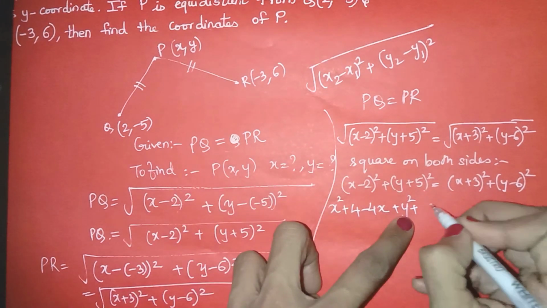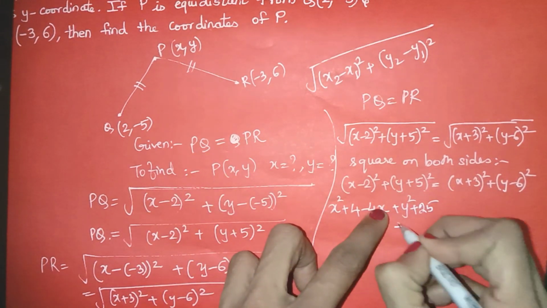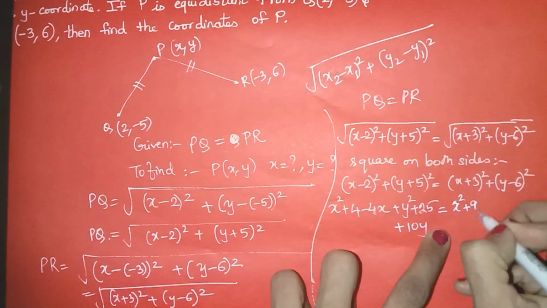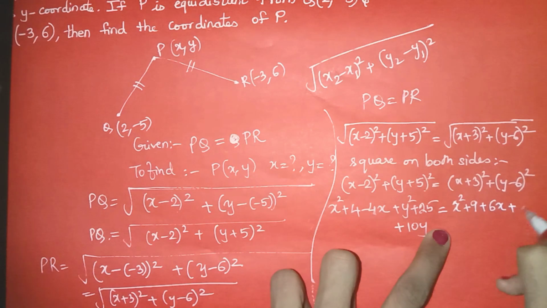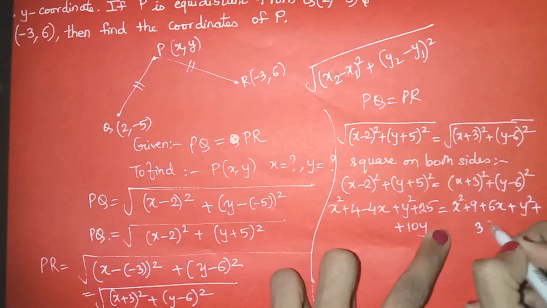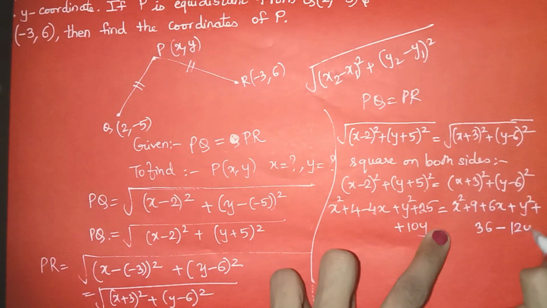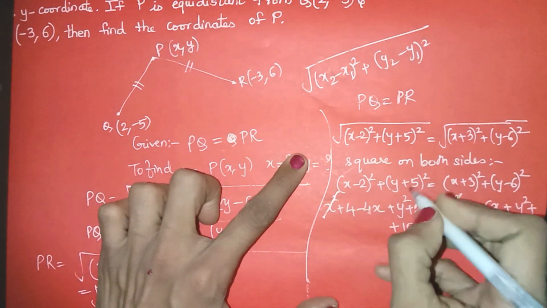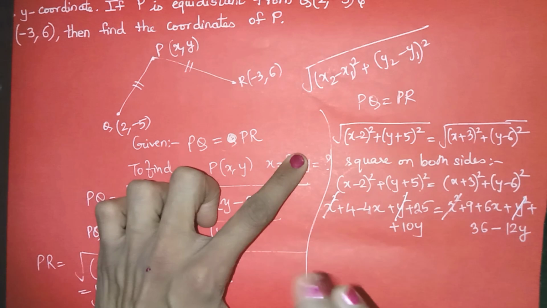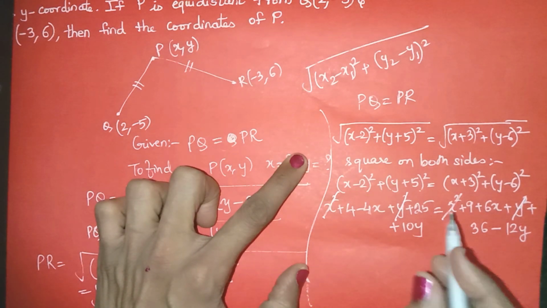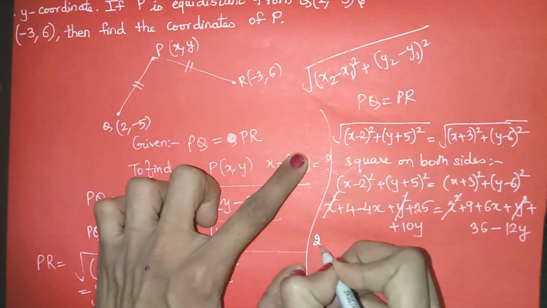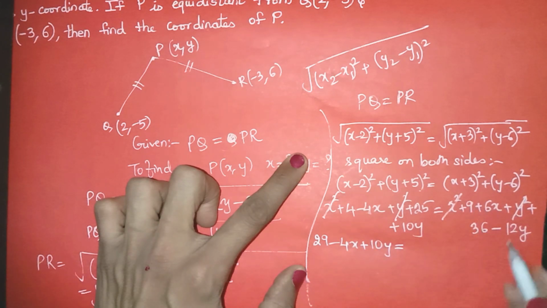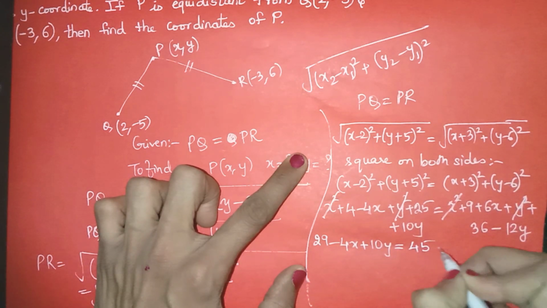This will become y square plus 25 plus 10y. Am I right? This will be x square plus 9 plus 6x plus y square plus 36 minus 12y. Now, the great thing is that x square gets cancelled, y square gets cancelled, and that's it. I can't cancel anything else. So let me just add 4 and 25. I'll get 29 minus 4x plus 10y, which is equal to 9 plus 36 is 45, right?